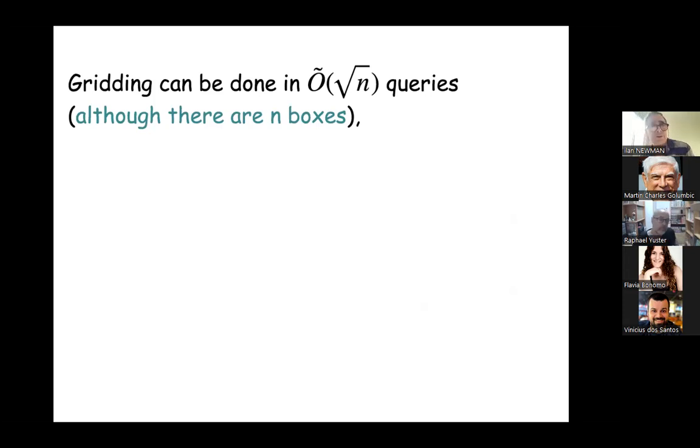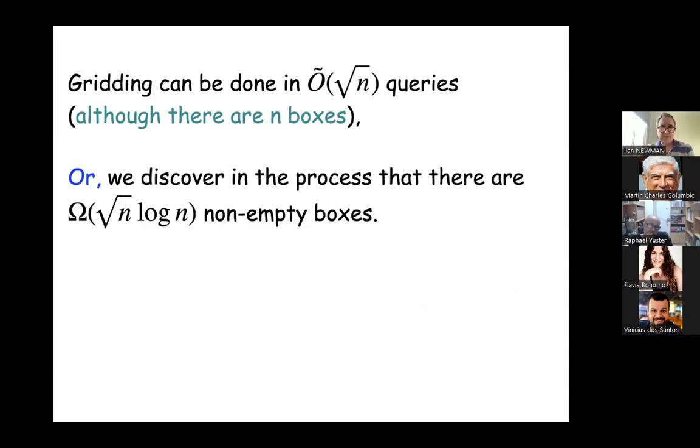So I told you that this all is conceptual, but now I'm going to tell you that we actually can get this picture. This gridding can be done in essentially log n queries, although there are n boxes. To say it more exactly, I can either do it in square root of n queries, or if I'm not successful in tagging the boxes in the way that I wanted, then it means that there are at least square root of n times log n non-empty boxes. And actually, this claim is very easy.